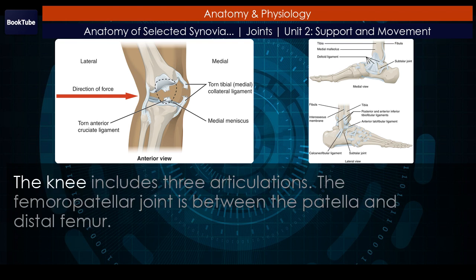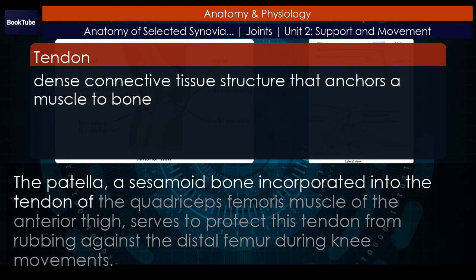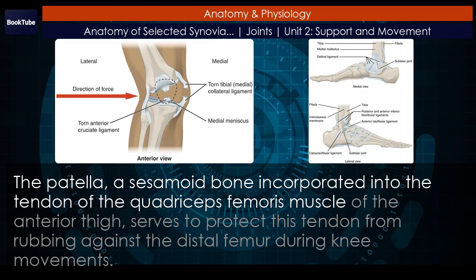The knee includes 3 articulations. The femoropatellar joint is between the patella and distal femur. The patella, a sesamoid bone incorporated into the tendon of the quadriceps femoris muscle of the anterior thigh, serves to protect this tendon from rubbing against the distal femur during knee movements.